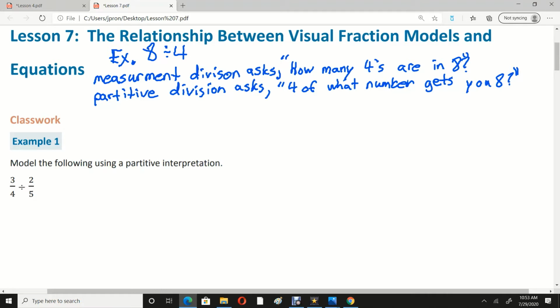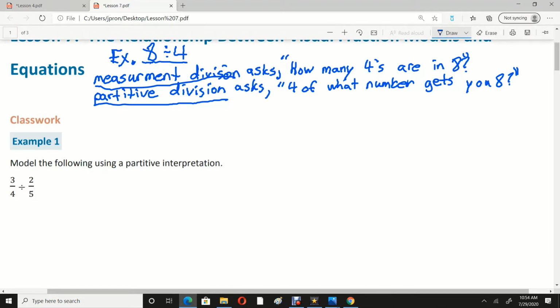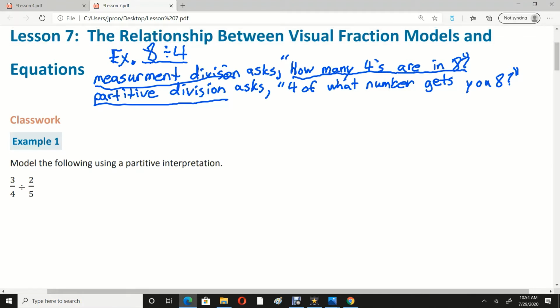On Monday, we talked about the difference between measurement division and partitive division. And so here I just have a brief example. Just as an example, we have 8 divided by 4. So there's two different ways to think about this. With measurement division, it asks, how many 4s are in 8? Well, think about that. How many 4s are in 8? Most of you probably answer that and tell me that there are 2 4s in 8, right? Most of you know your division, your basic mathematics.